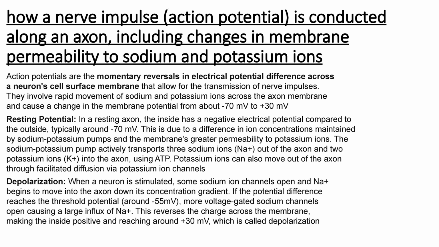The sodium potassium pump actively transports 3 sodium ions out of the axon and 2 potassium ions into the axon using ATP. Potassium ions can also move out of the axon through facilitated diffusion via potassium ion channels.